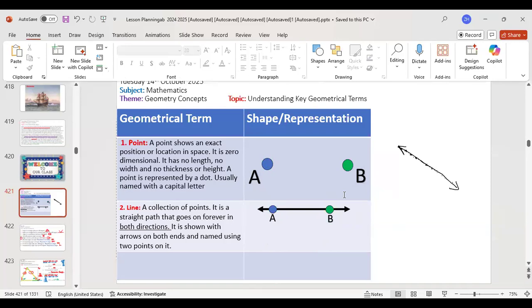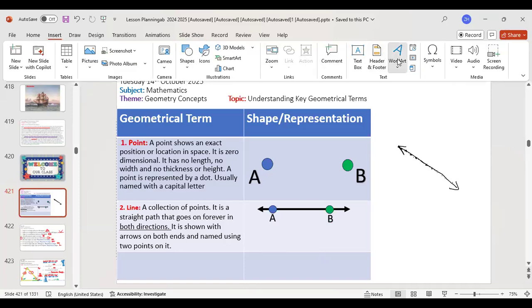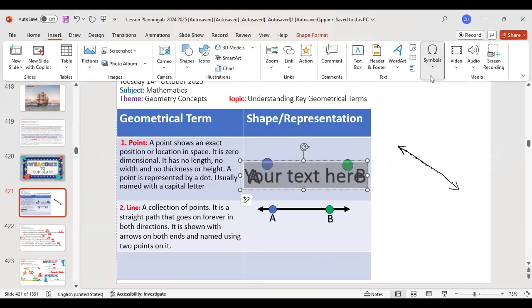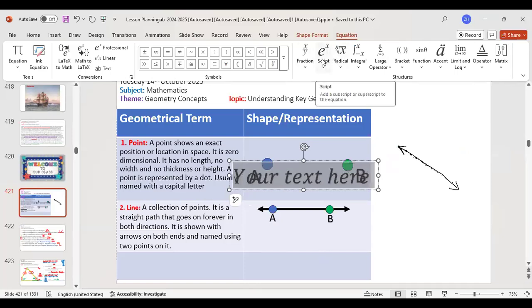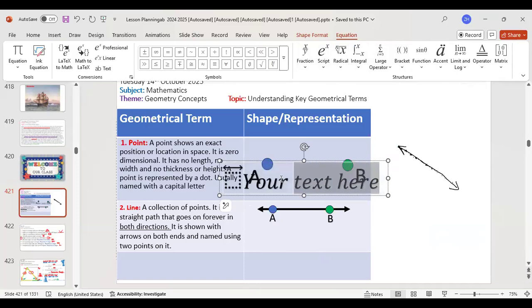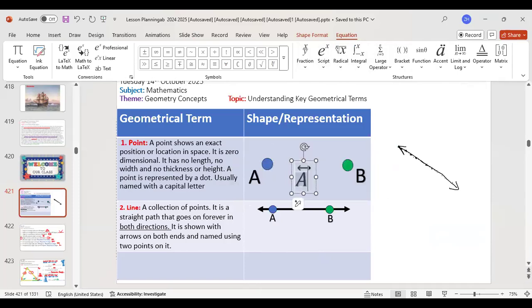And there are different ways that we could represent or denote a line. So we say that this is a line, and the symbol that we use for the line is going to be, insert here, symbol. I want the accent. There we go. This is the symbol that we use for the line. So this is line AB. This is the symbol. Okay, line AB.